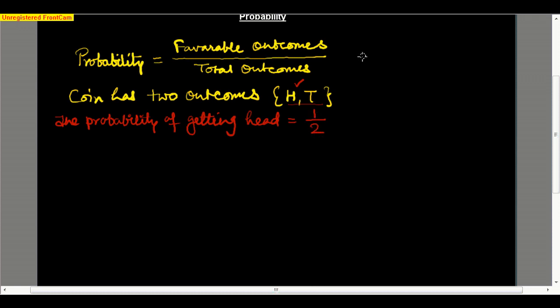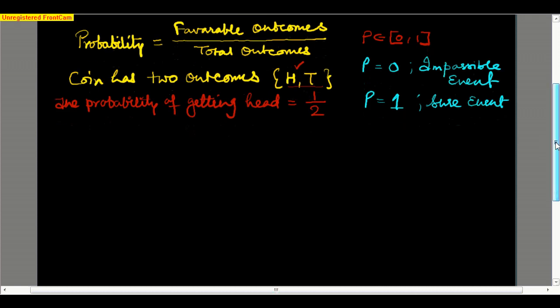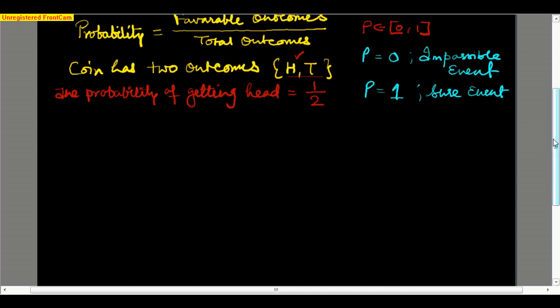The probability always lies between 0 and 1. If the probability is 0, then it is an impossible event. That event is not possible. If the probability is 1, then it is a sure event. Let us see what an impossible event is and what a sure event is.